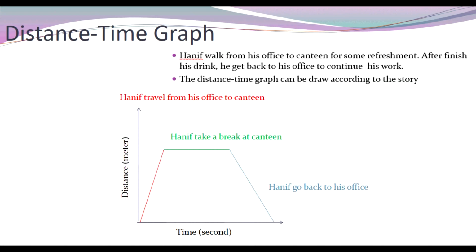Let's check. From here to here, this distance is the canteen. This is Hanif's office. From the office he goes to the canteen, stays there for some time, and then goes back to the office.